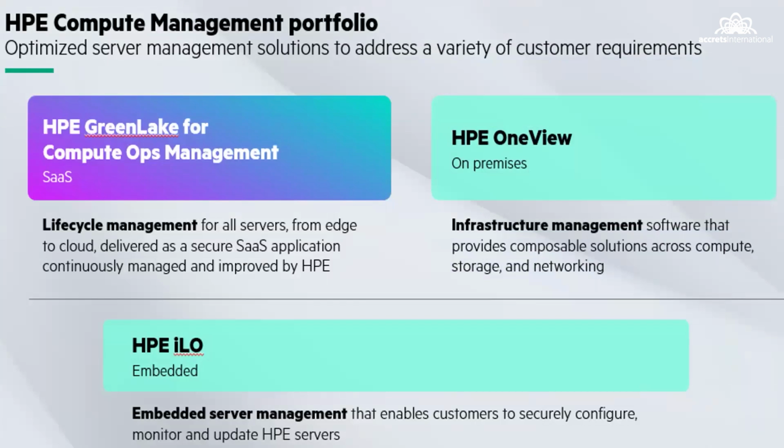Okay, so this is just the slide that I mentioned earlier. We have the iLO that's embedded on the server, OneView for on-prem, and then we have this thing called GreenLake for complete automation, which we call COMS.